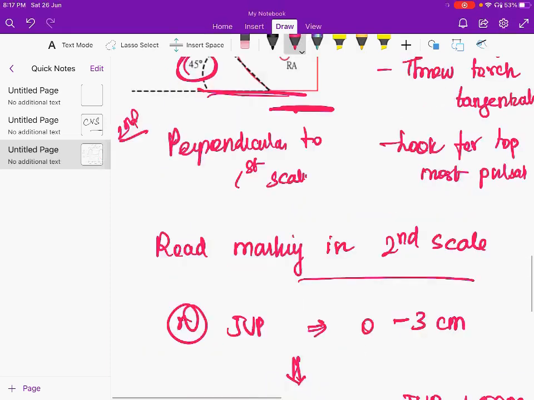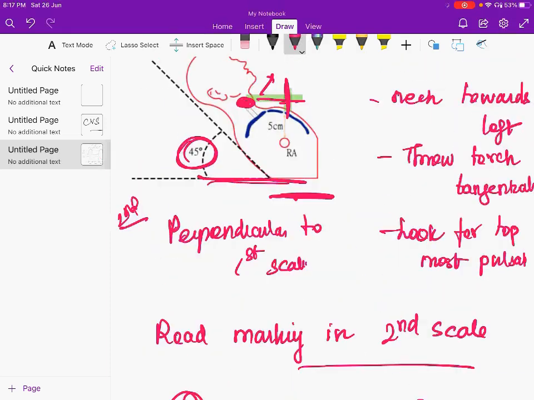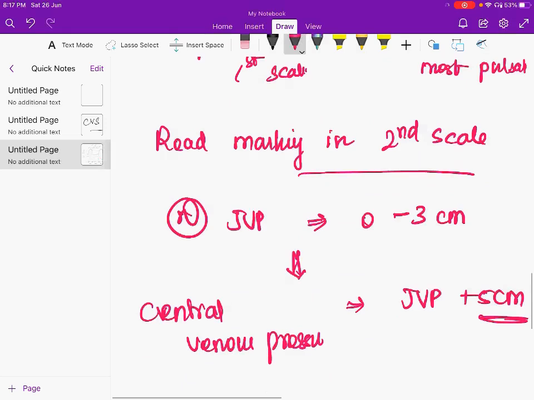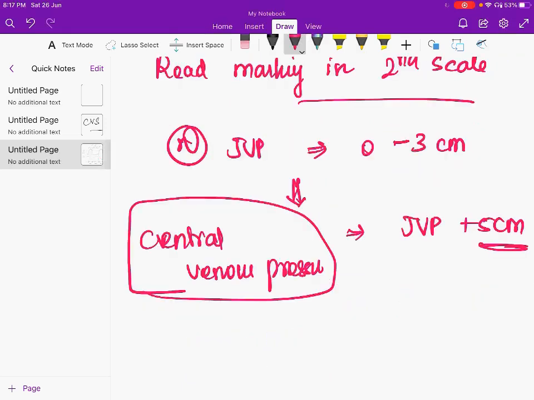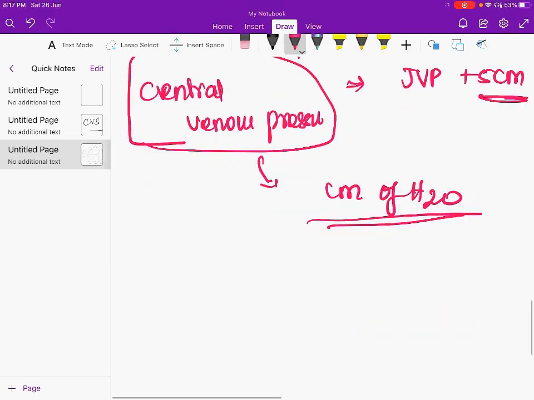Yeah, 5 centimeter is from the atrium, the length from your sternal notch. This 5 centimeter we have to add. Right atrium is 5 centimeter below your IJV. So we are adding this 5 centimeter, which will give your central venous pressure. Okay. So the central venous pressure is measured in centimeter of water, which we can convert into millimeter of mercury by dividing it by 1.36. Okay.